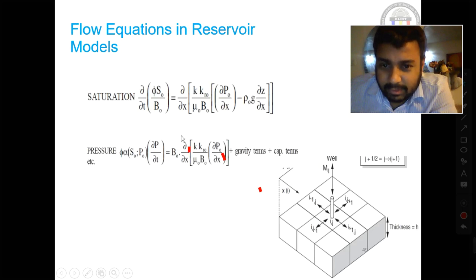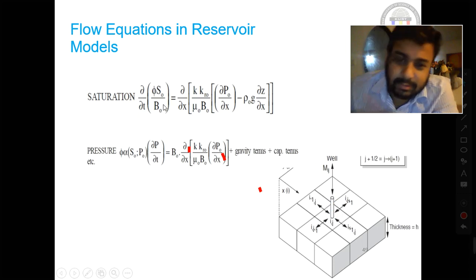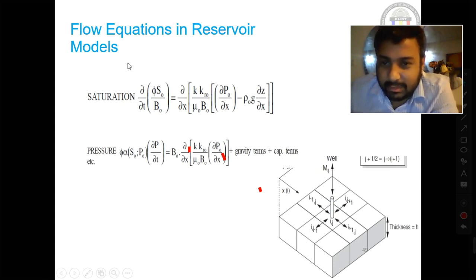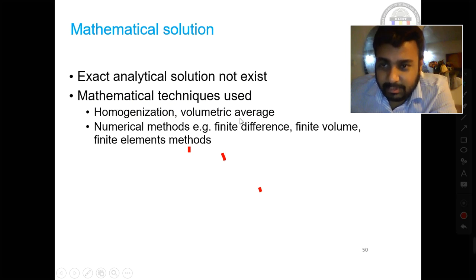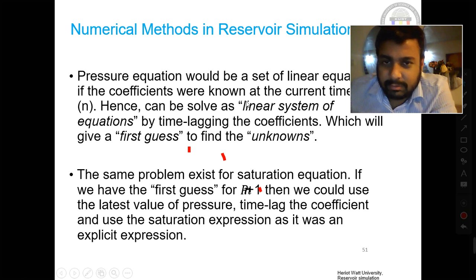Here are some equations that are developed using conservation of mass and energy. We are going to talk about how these equations are developed in the upcoming lecture. Today, just to give you a flavor, these equations are used as a foundation for reservoir simulators, mainly for saturation and pressure. These equations are solved using mathematical techniques, numerical methods, especially finite difference and finite volume. There are so many methods available to solve them.